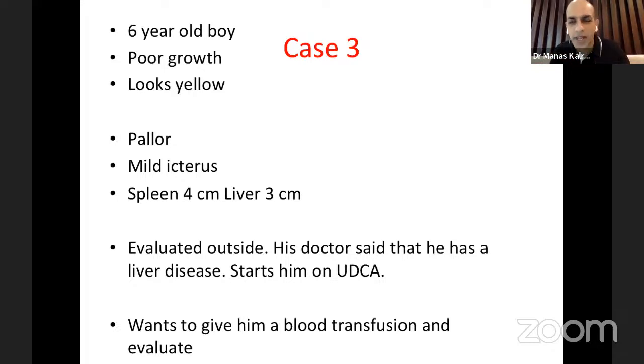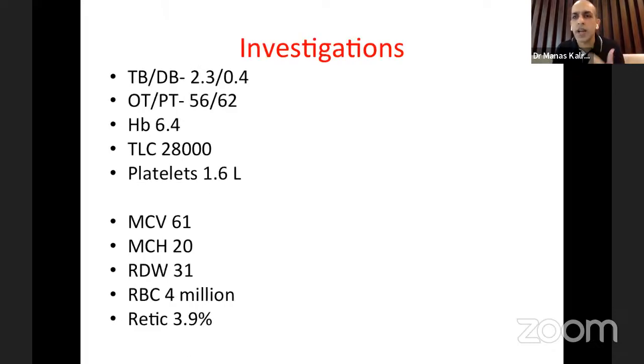Now, this is a similar case. This child again has a similar picture, but the difference is the age. This is a 6-year-old boy who looks yellow, has poor growth, has hepatosplenomegaly. Somebody is treating him for jaundice. Okay, they're giving him medicine, treating him for jaundice. This child is on Utka. The doctor wants to give blood transfusion and refers to you.